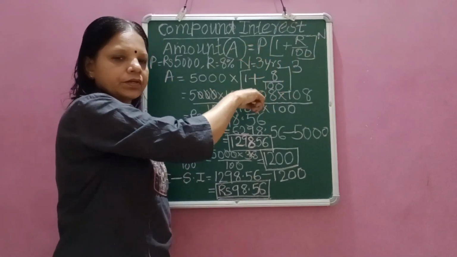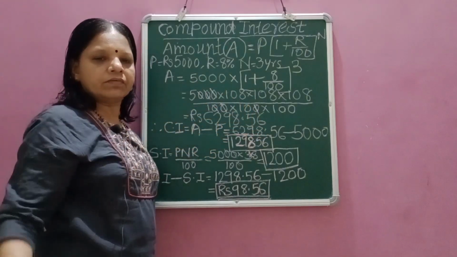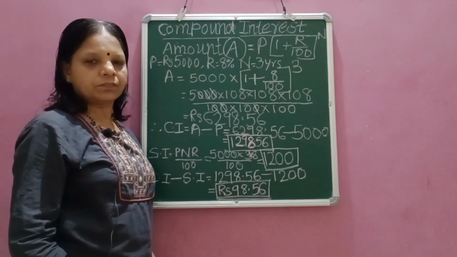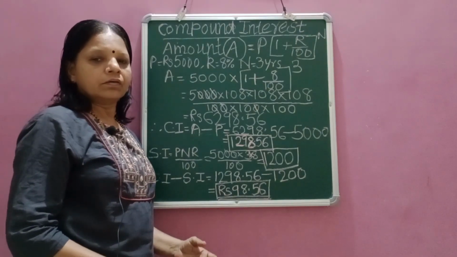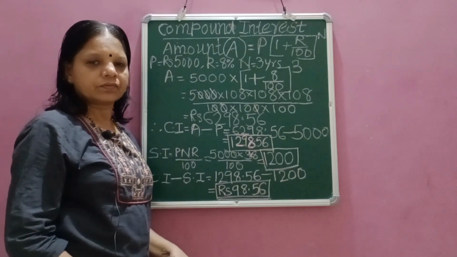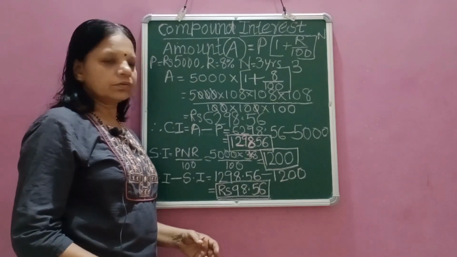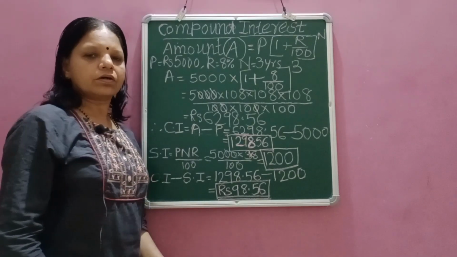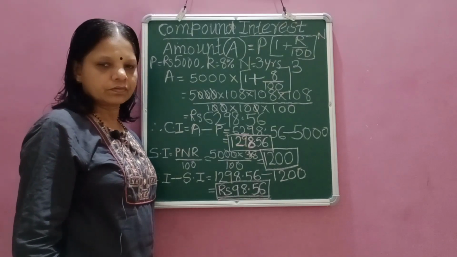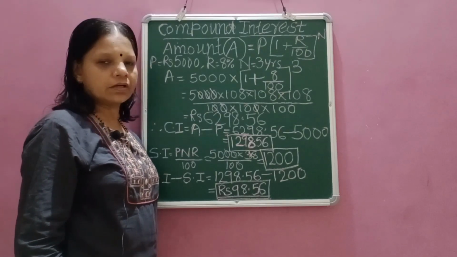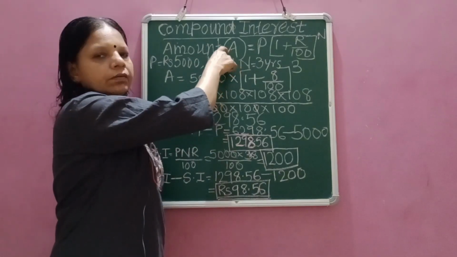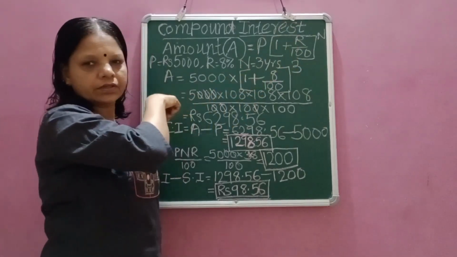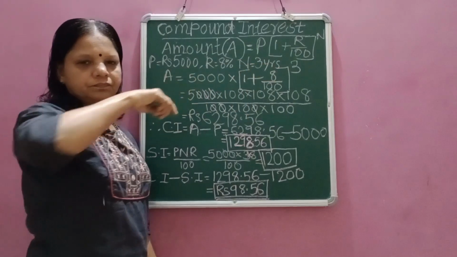This formula is obtained by calculating interest for each year and adding it to the principal, and that will be the principal for the next year, again added to the principal for the third year and so on. So you need not study how the formula is derived. You only need to know how to substitute the values. A is the amount with compound interest. P is the principal. R is the rate of interest. N is the number of years.